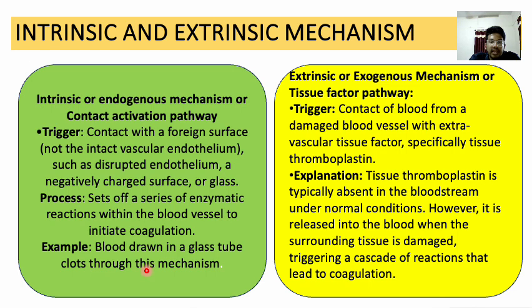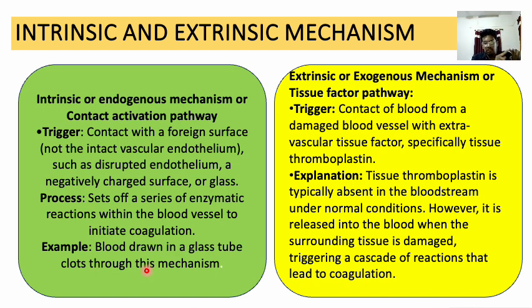But in the case of the extrinsic or the exogenous mechanism, or the tissue factor pathway, the trigger is the contact of the blood from a damaged blood vessel with extravascular tissue factor. Very, very important point. The tissue thromboplastin, which is otherwise called the tissue factor, is required for the extrinsic or exogenous mechanism. The tissue thromboplastin is typically absent in the bloodstream under the normal condition. Inside the blood, it is not seen, but it is released to the blood when the surrounding tissue is also damaged. Just imagine you are getting a knife cut on your finger.